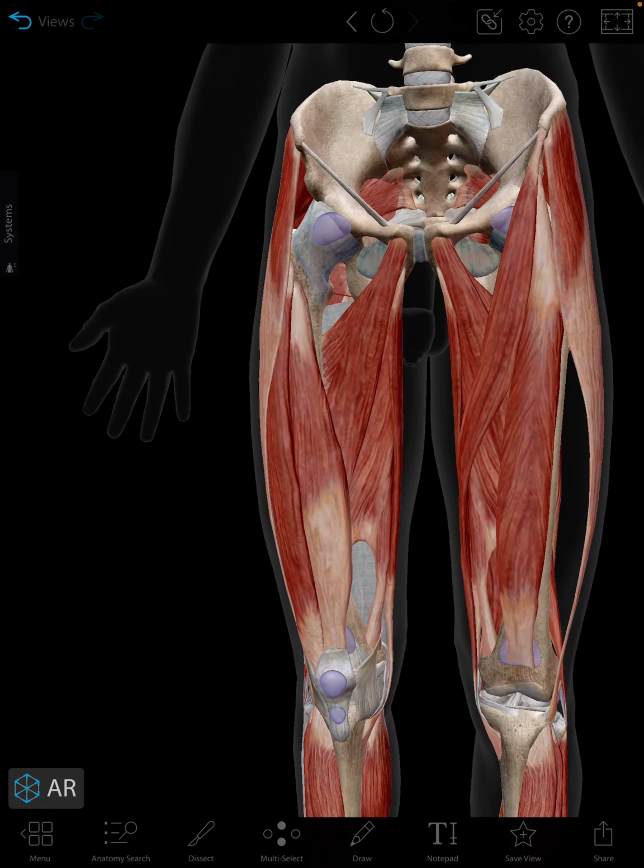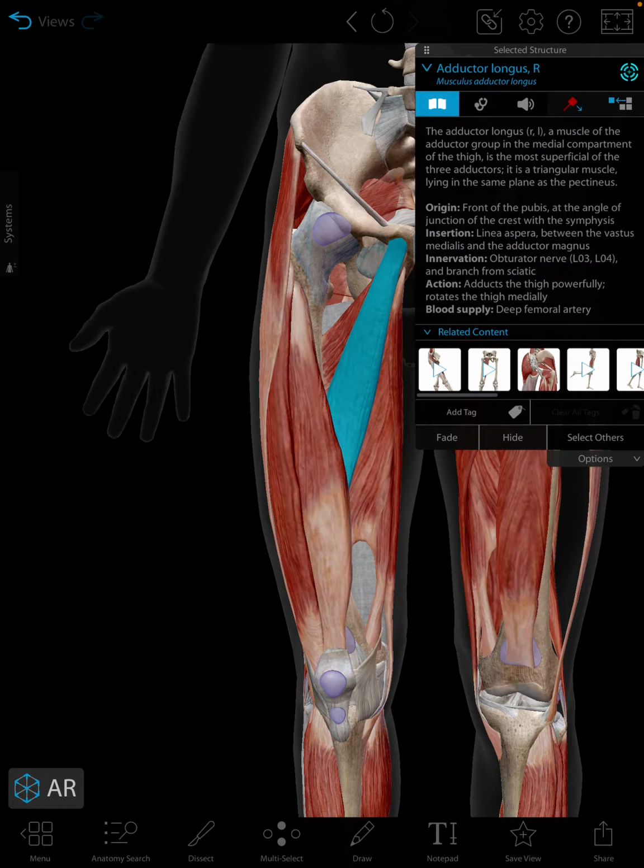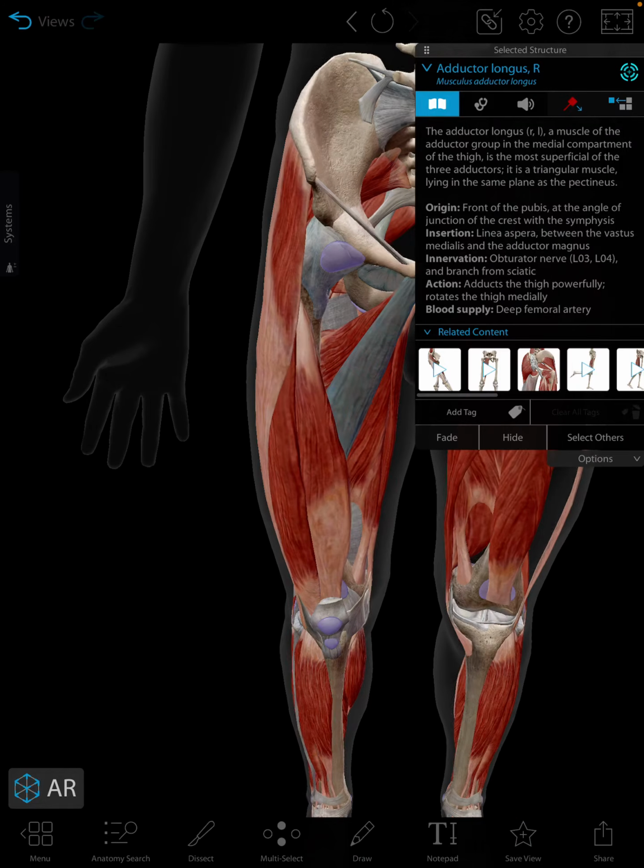Because these are termed adductors, most of their names start with the term adductor. So we have the adductor longus first here. This muscle attaches from our pubis down onto what's known as the linea aspera, which is this posterior line of our femur. So we have the adductor longus.